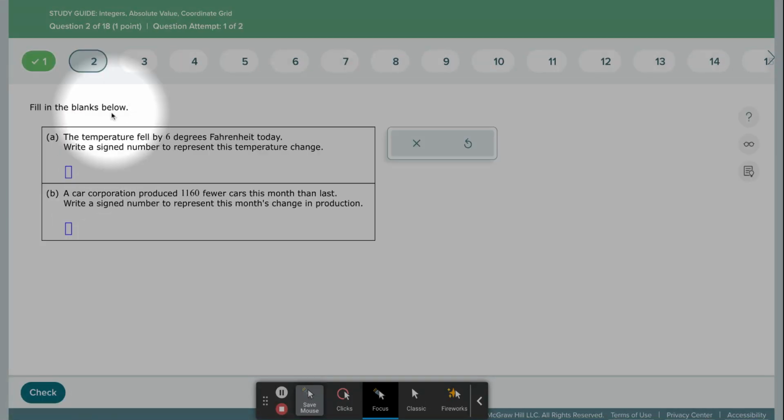Okay. The temperature fell by 6 degrees Fahrenheit today. So if something goes down, that would be a negative amount, right? It went down, it decreased. A car corporation produced 1,160 fewer cars this month than last. So again, that number went down. The production line went down. So if something decreases, it's a negative, right?